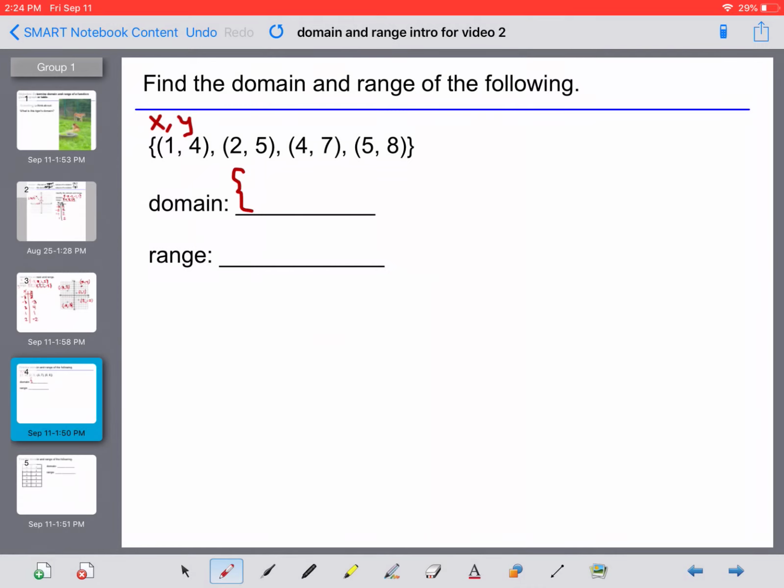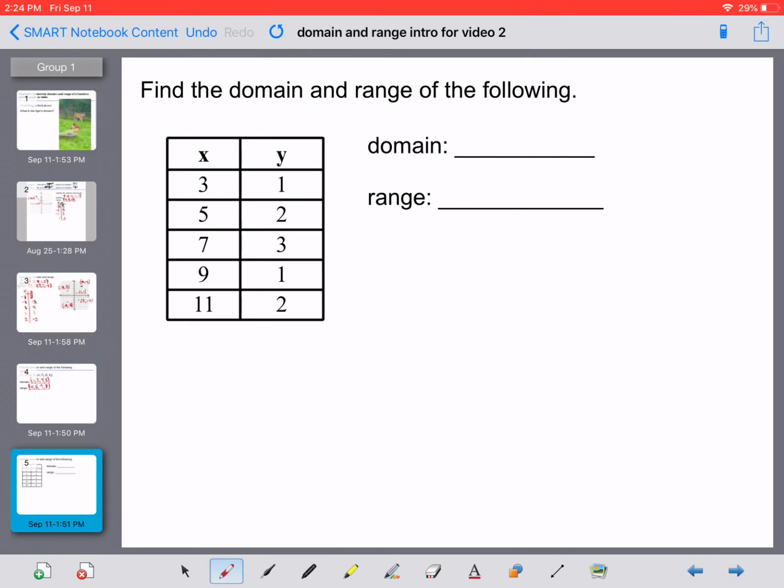So if I'm doing that, then the x's are 1, 2, 4, and 5. And my y values are just 4, 5, 7, and 8. And that's all we need to do to find the domain and range from that set of points. Okay, we'll finish with one last one.